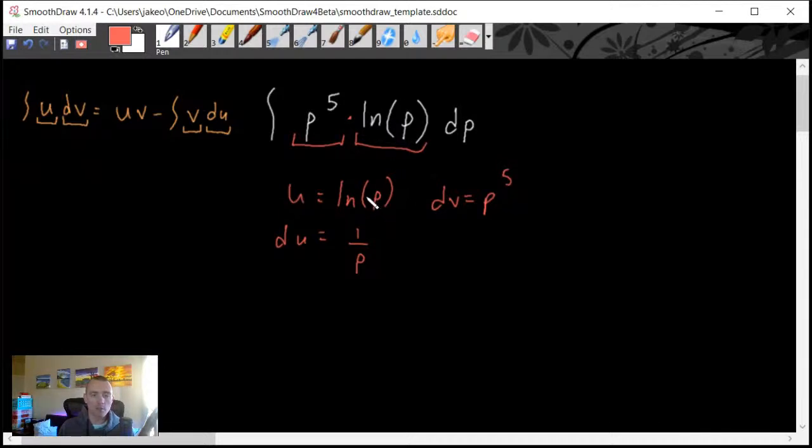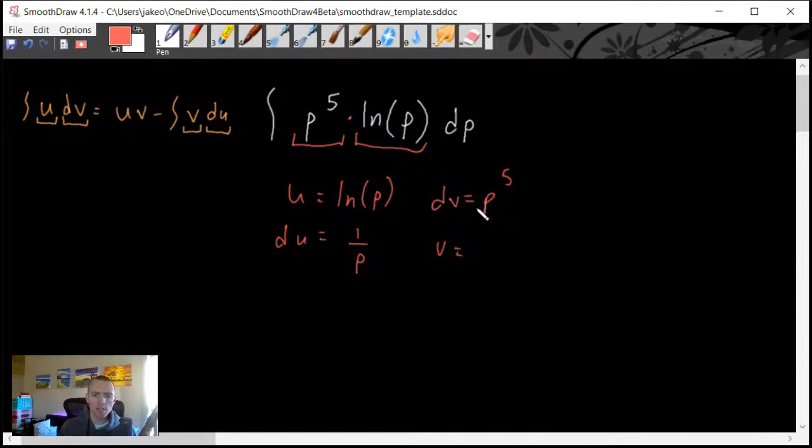However, ln of p is going to be much easier to put as our u than it would be to put as our dv. Because what we also need to do, once we've determined what our u and our dv are, is figure out du and v. Well, like I said, du is just the derivative of u. The derivative of ln p is 1 over p, like I said. And v is always just going to be the antiderivative of whatever we said our dv is.